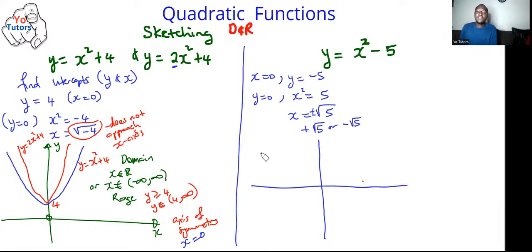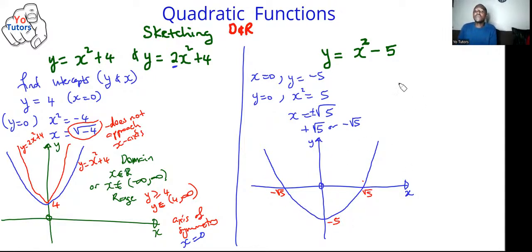So our graph touches. Here we have got the x, here we have got the y, then we've got the origin, and there we have got -5. Let's just use another color there. We have -5, and there we have got -√5, and there is +√5. That is what's happening here.